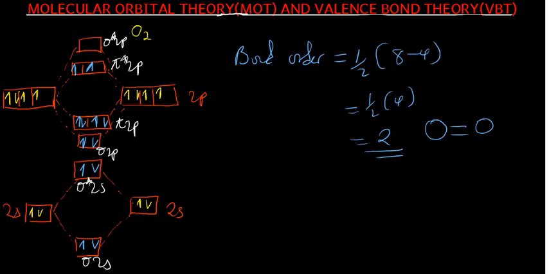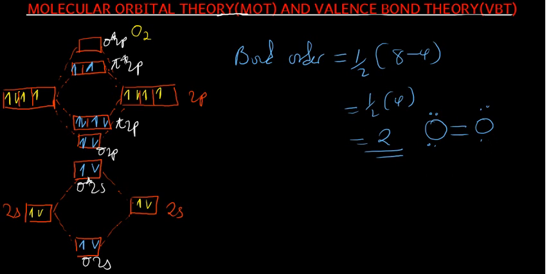In case they ask you to draw the Lewis structure for oxygen, this is what is going to happen, and then just put the lone pairs. So that is the Lewis structure for oxygen. Anyway, we're not talking about Lewis structures. So this is our oxygen. I'm not going to remove this.